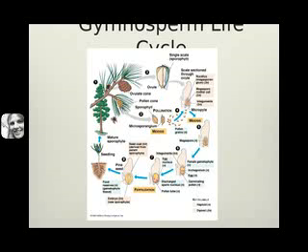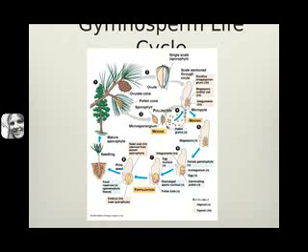So the microsporophyll contains a microspore mother cell, or a microsporangium, that will undergo meiosis to produce microspores. Those microspores will develop into a pollen grain. So the pollen grain is basically the male gametophyte of the pine.